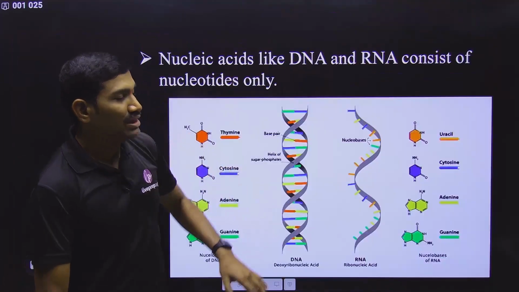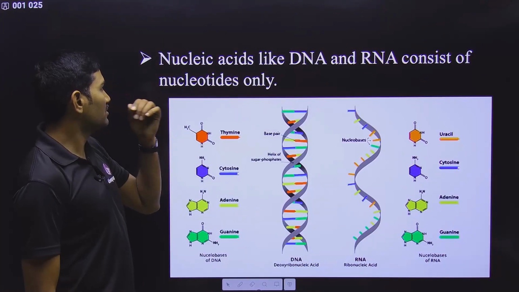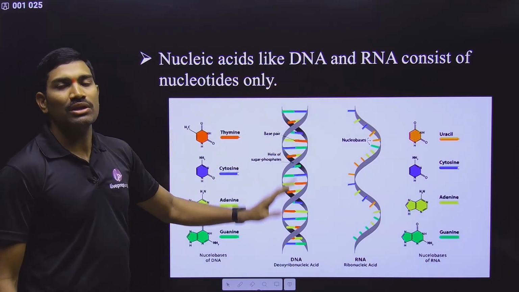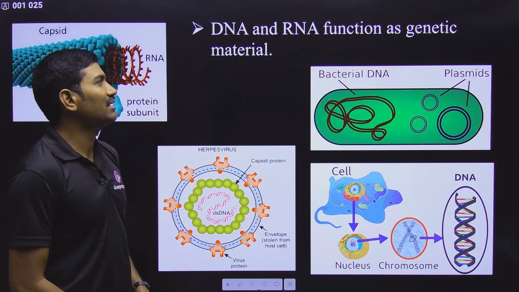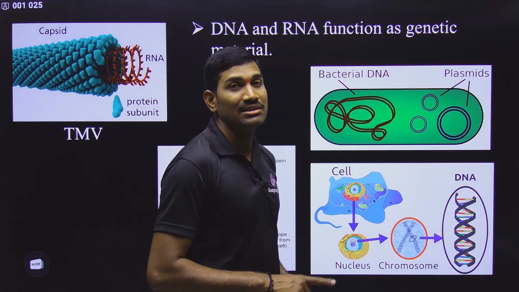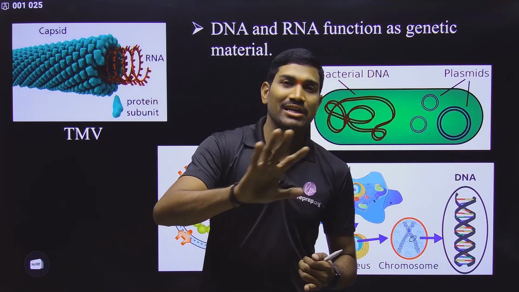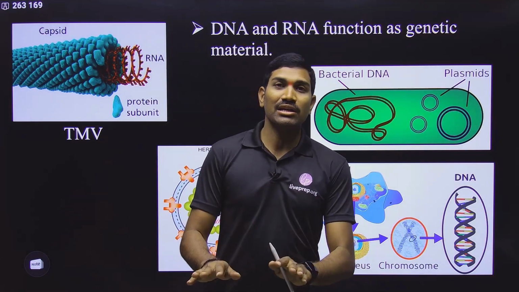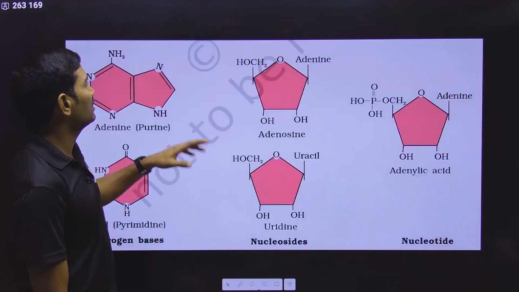So in this way, nucleic acids are polymers of nucleotides. So in this way, we studied individual components. Next, nucleic acids like DNA and RNA consist of nucleotides only. They are made up of only nucleotides. Next, DNA and RNA function as genetic material. This sentence is very important. DNA is genetic material in all 5 kingdoms plus some viruses, whereas RNA is genetic material in only a few viruses. That's it. Clear? This is another important point we need to understand.